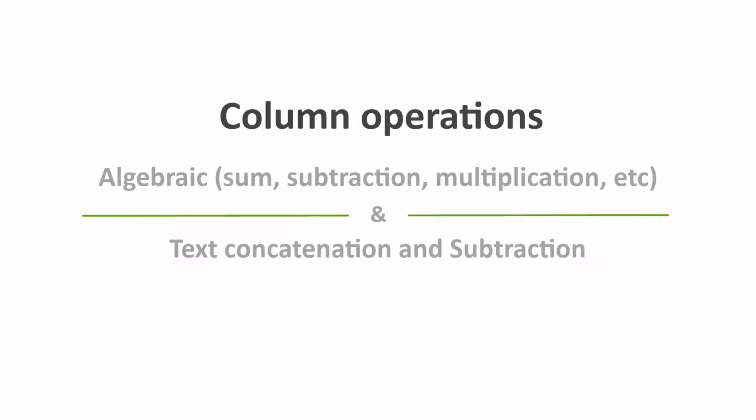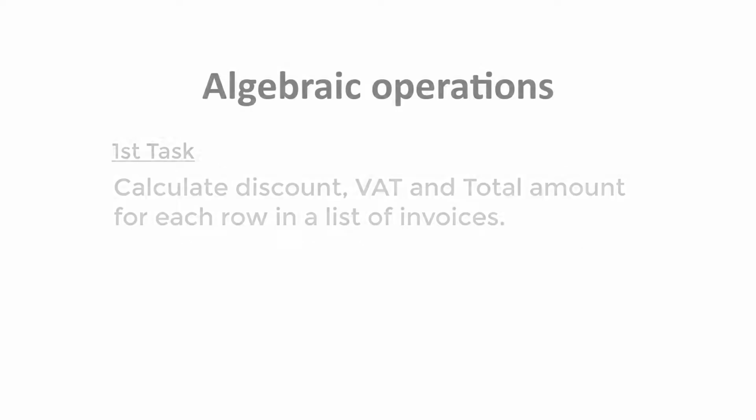QuickRows provides a function to perform automatic column operations, either with numbers or texts. Let's see an example of algebraic operations calculating the discount, the value-added tax, or VAT, and the total amount to a list of invoices.